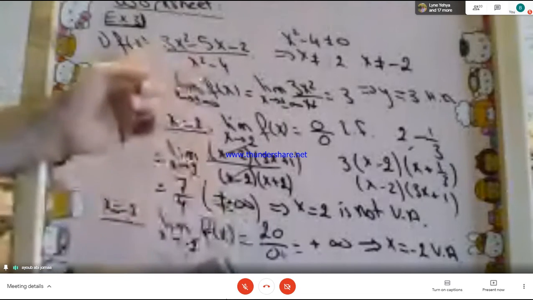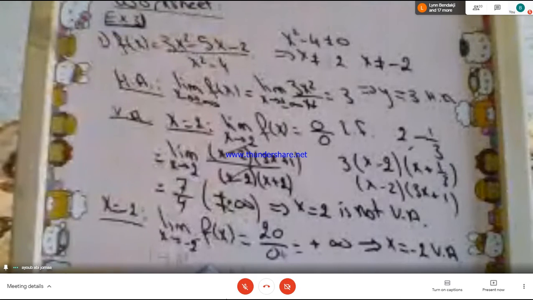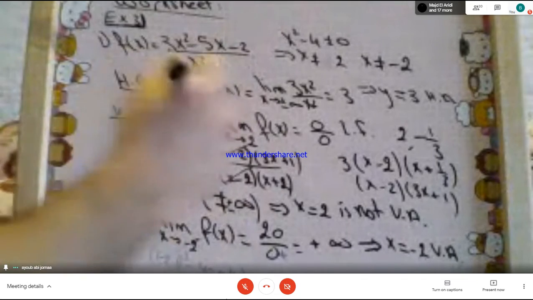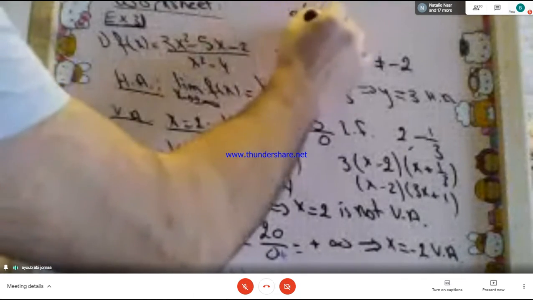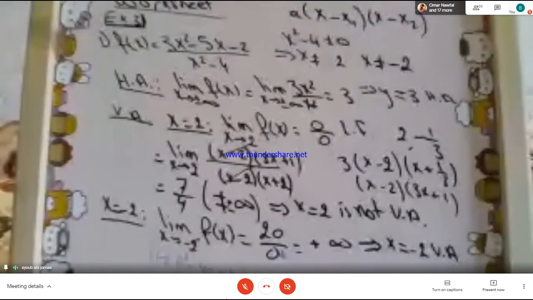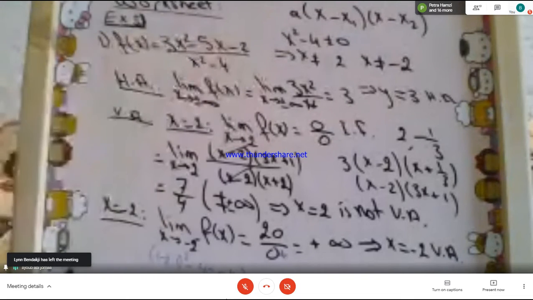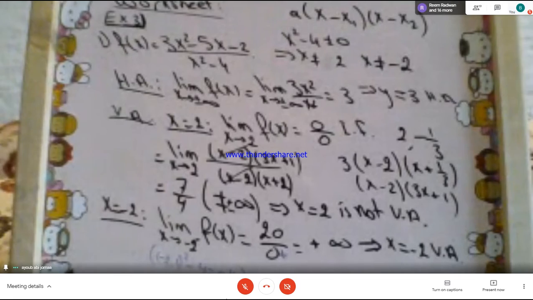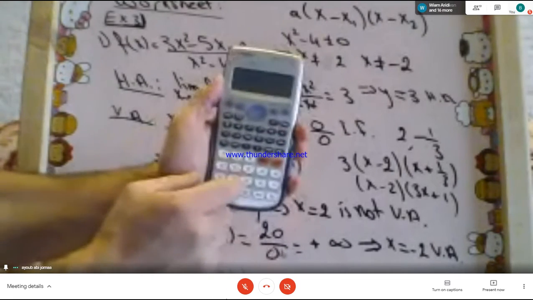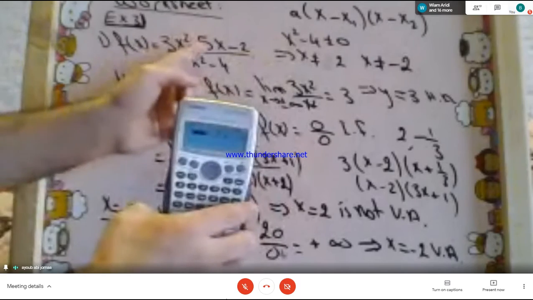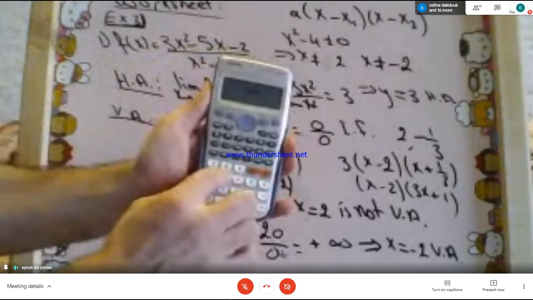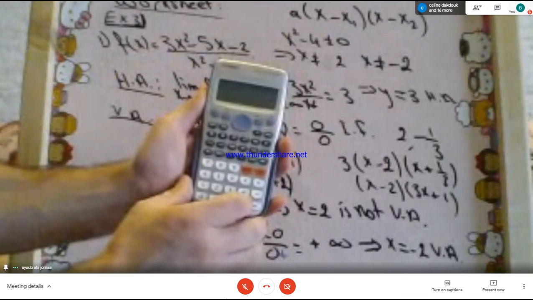When you have a quadratic expression and you need to factorize it, the rule, if you still remember it, is a(x minus x1)(x minus x2). Do you still remember this rule? x1 and x2 are the roots of this quadratic expression. Use the calculator to find them. Mode 5 3. You put the numbers 3, negative 5 and negative 2. And then you get the roots.